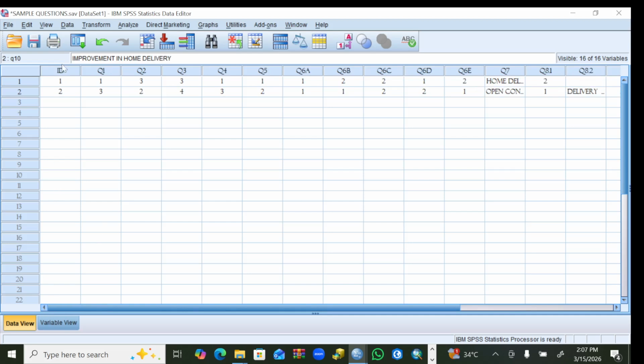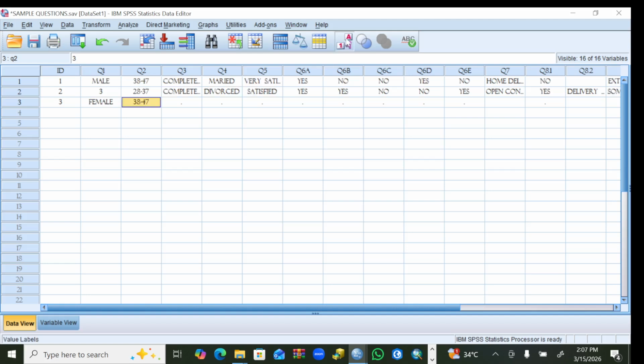So this is respondent number 2. Respondent number 3, let me say the sex is 2. Number 3, divorce. That is the age category 38 to 37. Then here, education, let me say, select postgraduate. Marital status, divorced.